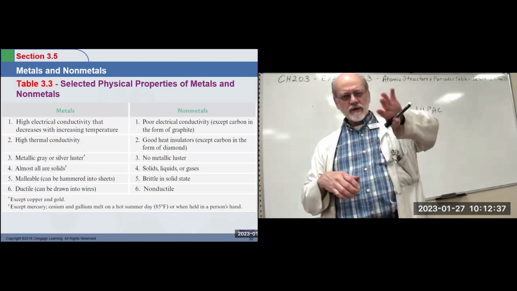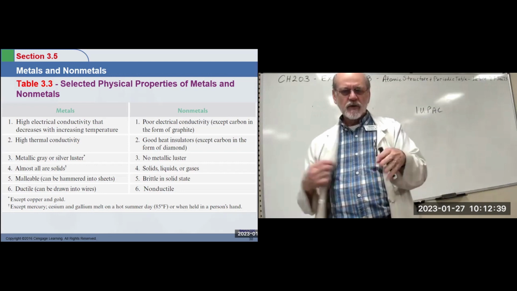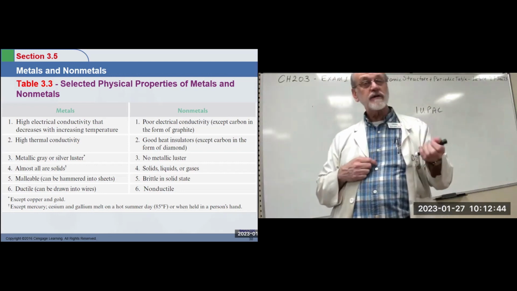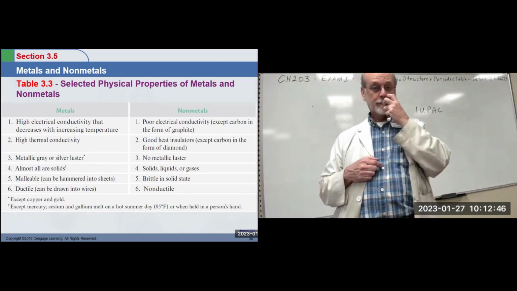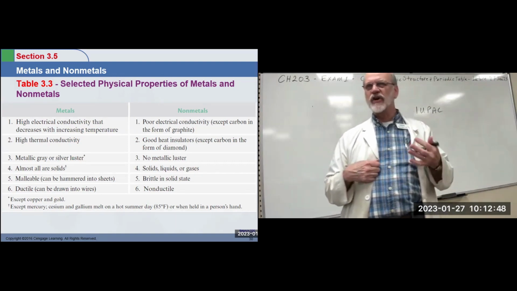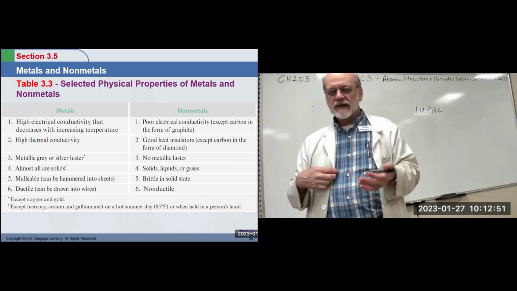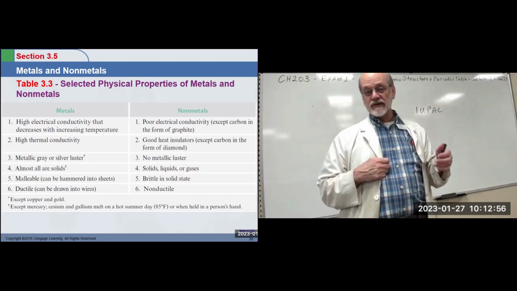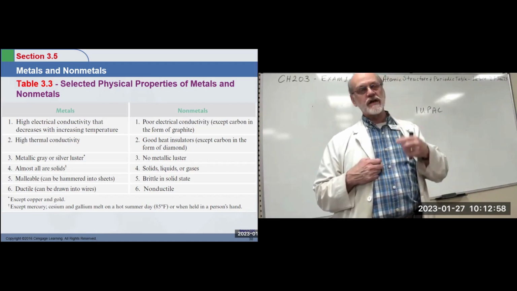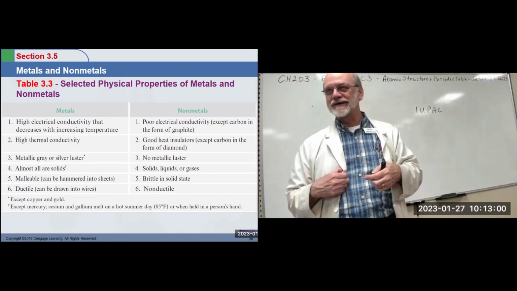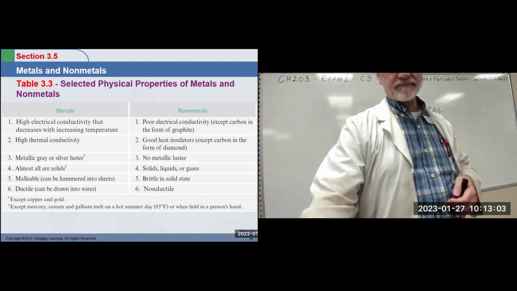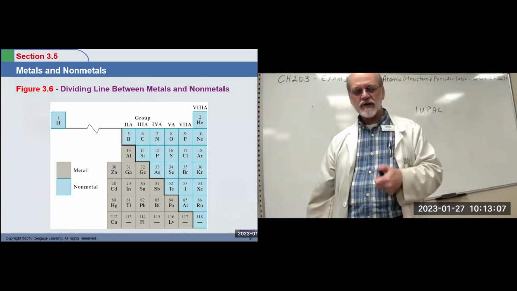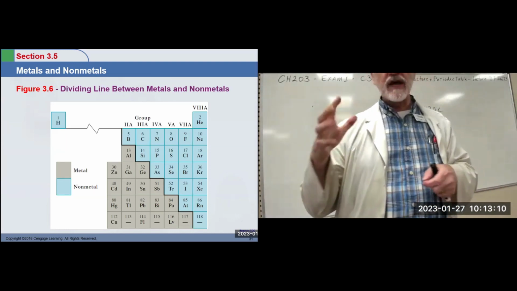So I covered the ones on the metal side. The ones on the non-metal side, they're good insulators. They don't conduct electricity or heat very well. They don't have a luster. They're kind of dull. They can be all forms, all phases of matter, and they're brittle in the solid state. They're not ductile. You cannot pull them into a thin wire. And there's your dividing line between metals and nonmetals.